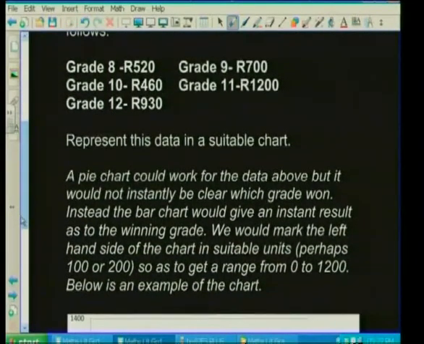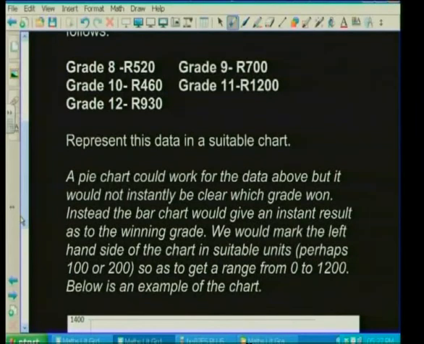Okay, so a pie chart could work for the data above, but it would not instantly be clear which grade won. Instead, the bar chart would give an instant result as to the winning grade. We could mark the left-hand side of the chart in suitable units, perhaps 100 or 200s, so as to get a range from 0 to 1,200. Below is an example of the chart.